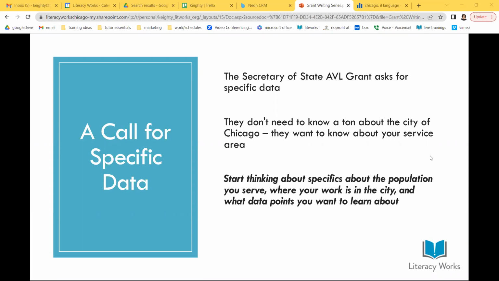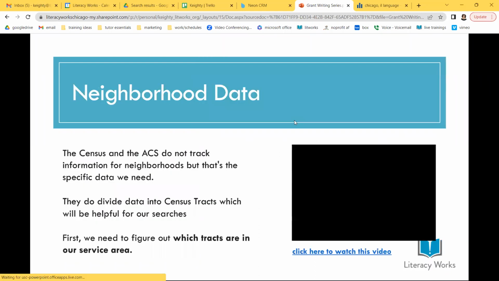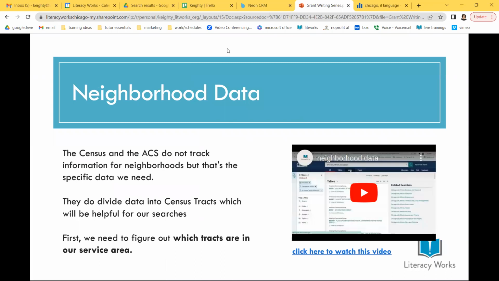So with this big topic stuff, and we're going to talk about this more in our next training on how to use this data in a narrative, big topics like education and language use are a great place to start, but then we can keep going into the specifics of our neighborhood, of the area that we are serving. One of the ways we can do that is thinking about census tracts. First we have to find the tracts, then we're going to search by tracts. So first I'll explain this.